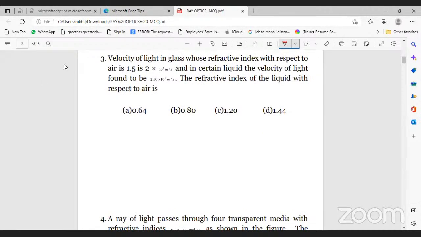Look at this. Velocity of light in glass whose refractive index with respect to air is 1.5. So what is the refractive index of glass? 1.5. What is the velocity of that light in glass medium?